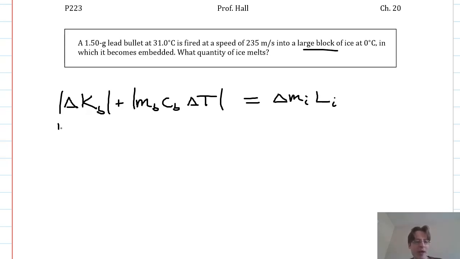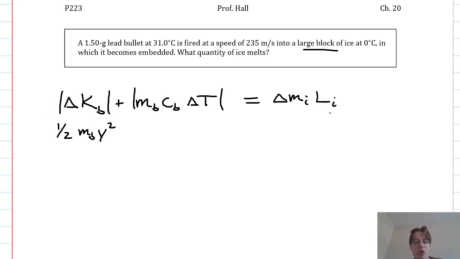Delta K is the 1/2 mv squared, mass of the bullet, times its speed squared. It loses, I assume, all of its speed in the impact. Why? Well, because it's a very large block of ice. It's very large, so when it hits the ice, there's very little recoil that occurs. If there were any recoil, I'd have to account for the recoil, which we'll do in the next question.